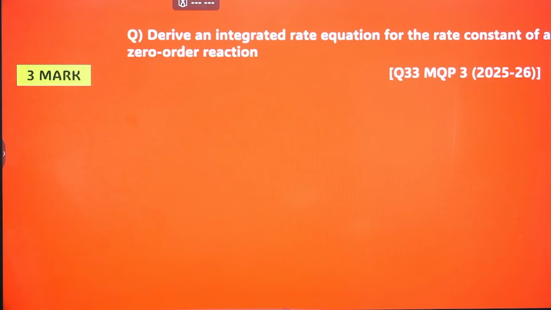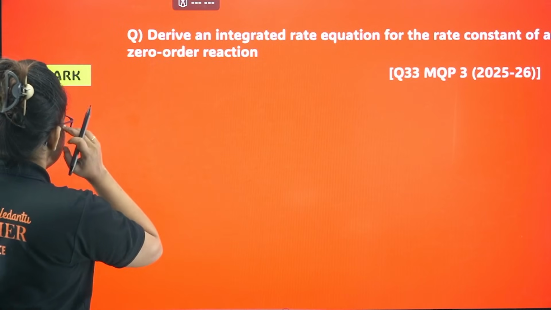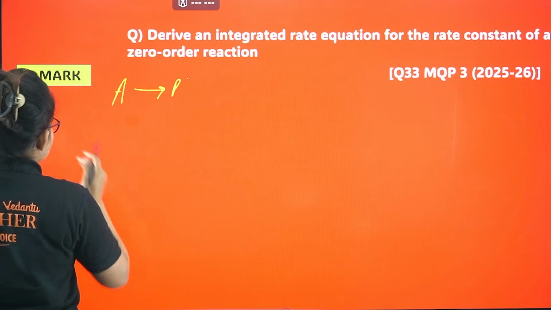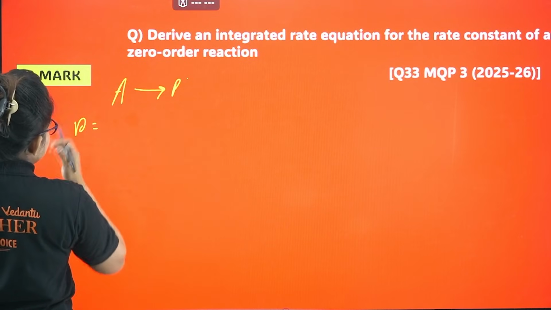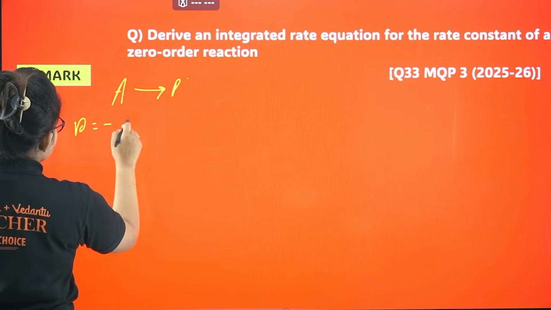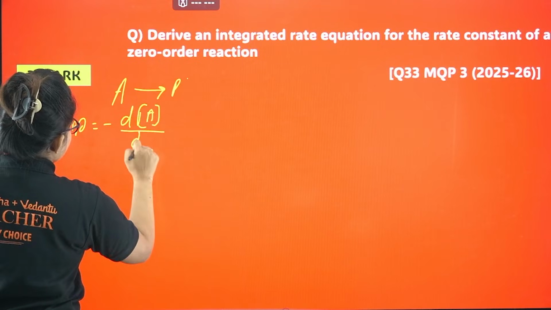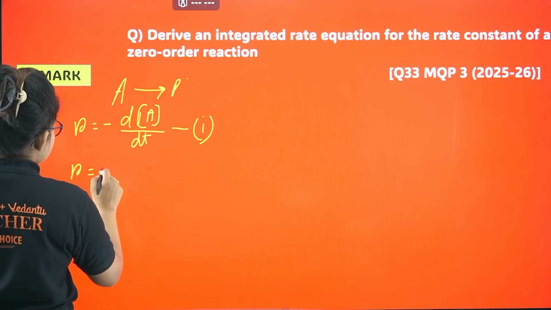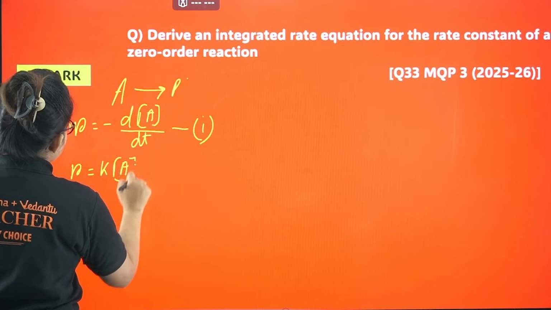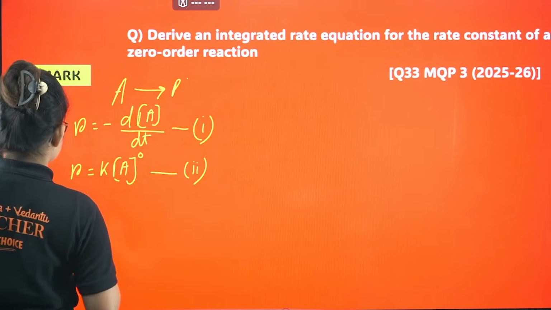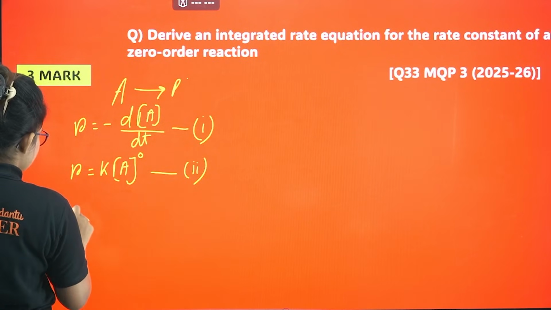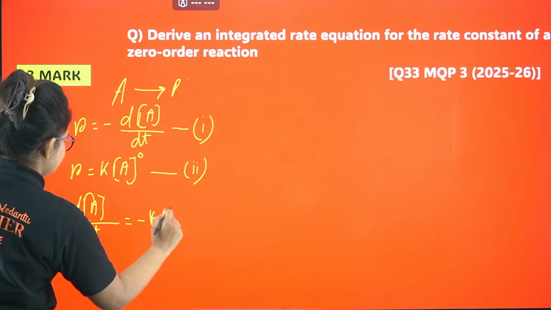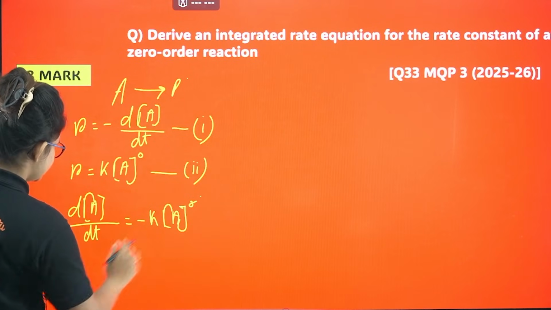Let's proceed. Derive the integrated rate equation for the zero order reaction. Okay, let's do it. So A gives you P. Let's say this is my equation. Rate in accordance to the differential rate equation, we can write -dA by dt. This is your equation number 1. Next, from the rate law you can write R equals K into A power 0. Let it be your equation number 2. Equating these two, you will get dA by dt equals -K into A power 0. A power 0 means it's 1, right?